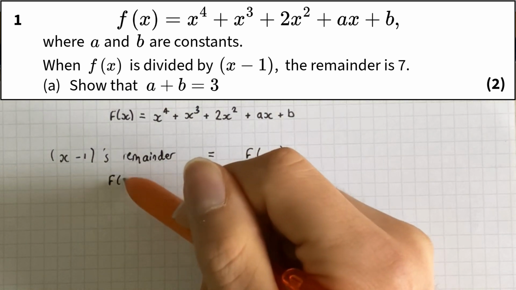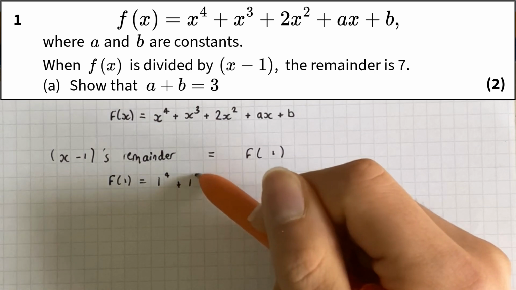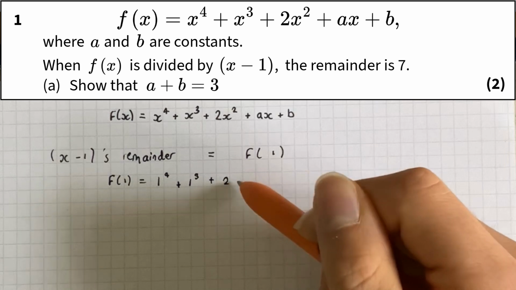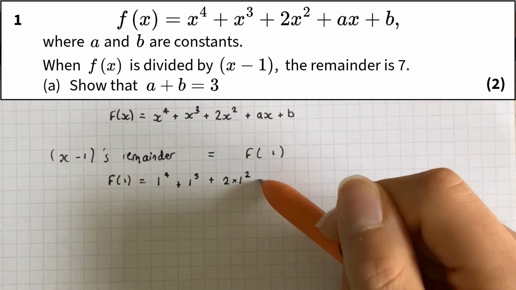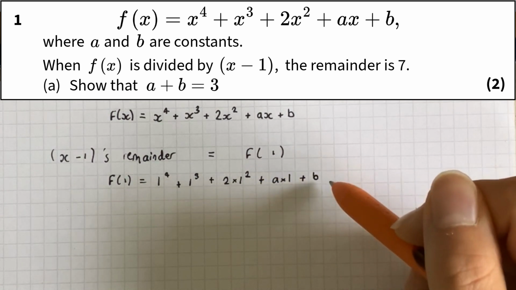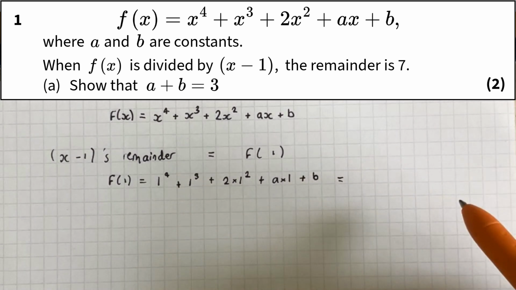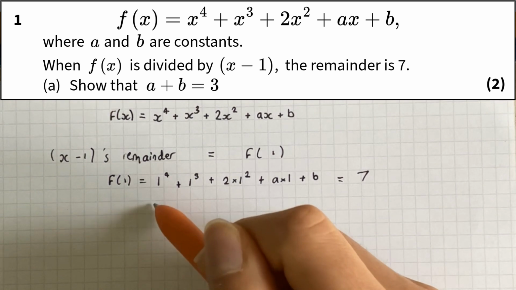So x minus 1, we're going to calculate f of 1. If it was x plus 1, we'd calculate f of minus 1. So always the opposite. We can calculate f of 1 by simply subbing in 1, so sub in 1 for x everywhere along the line. And we should know that this is the remainder, so that should be 7 according to the question.